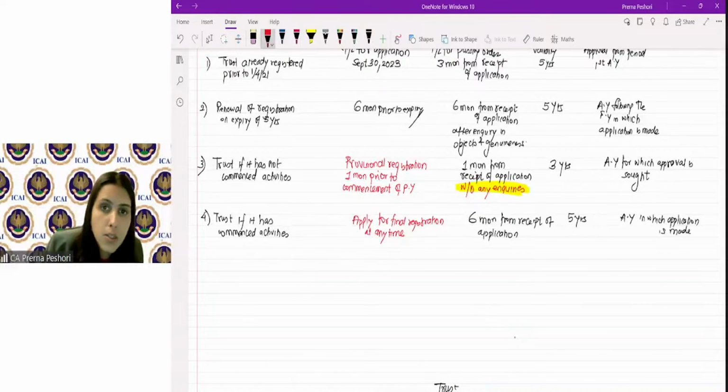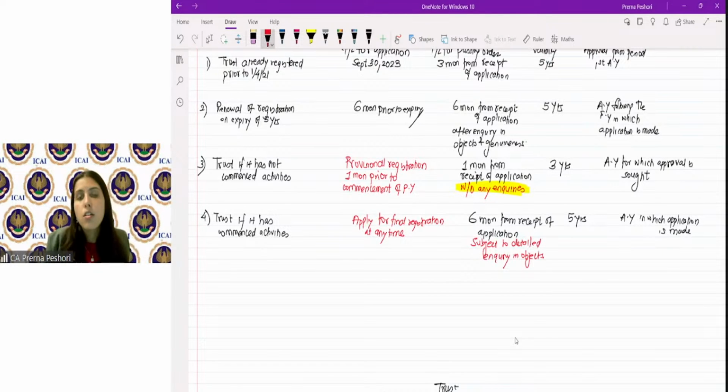Here, this will be subject to detailed inquiry in objects. So provisional registration is without any inquiries for a 3 years period, and if the activities have already been commenced, it is directly final registration but subject to all the inquiries.